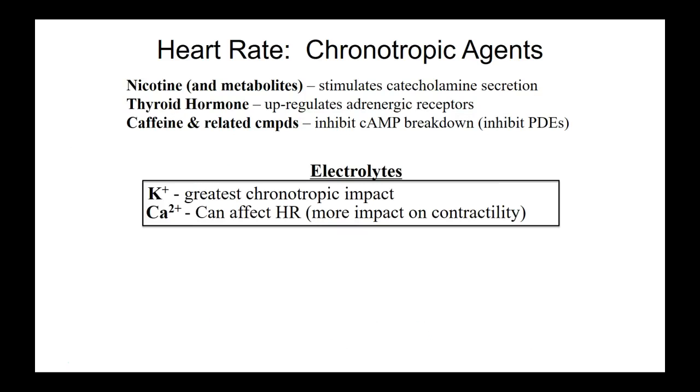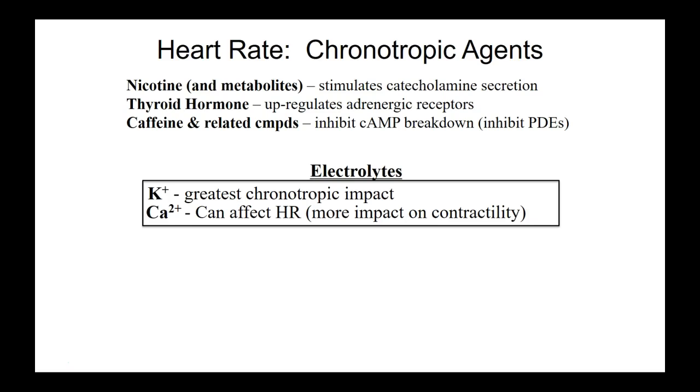Okay. So chronotropic agents, there's a few out there that you can add to your body, right? So nicotine and metabolites thereof. Cotinine is a major metabolite of nicotine, and this stimulates catecholamine secretion. So catecholamines, right? Those are epinephrine, norepinephrine. So is that going to be a positive or a negative chronotropic? Positive, absolutely, right? Positive chronotropic agent.